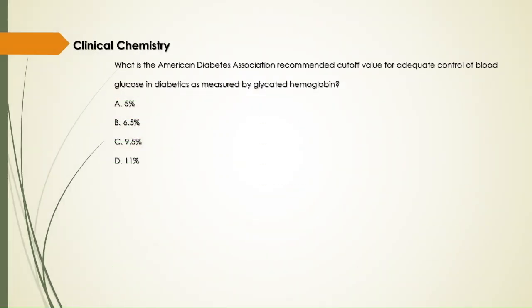What is the American Diabetes Association recommended cutoff value for adequate control of blood glucose in diabetics as measured by glycated hemoglobin? A. 5%. B. 6.5%. C. 9.5%. D. 11%.